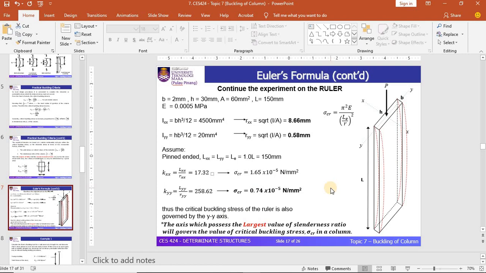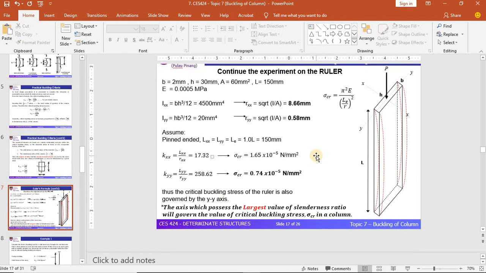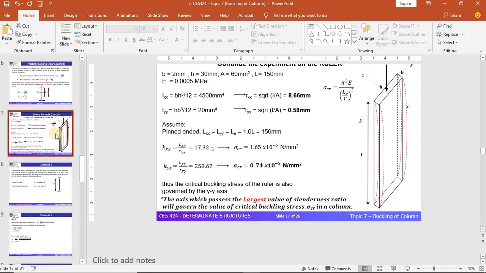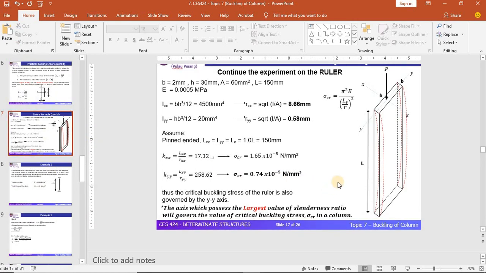I hope that you can figure out how the slenderness ratio influences the buckling stress equation. I think that's it for the lecture. We will continue with the examples.